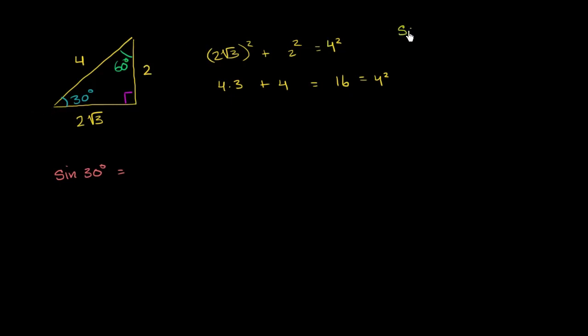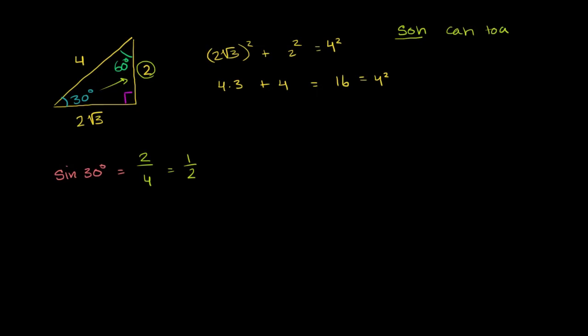Let me rewrite it. SOH CAH TOA. SOH tells us what to do with sine. Sine is opposite over hypotenuse. Sine of 30 degrees is the opposite side. That is the opposite side, which is 2, over the hypotenuse. The hypotenuse here is 4. It is 2/4, which is the same thing as 1/2. Sine of 30 degrees, you'll see, is always going to be equal to 1/2.